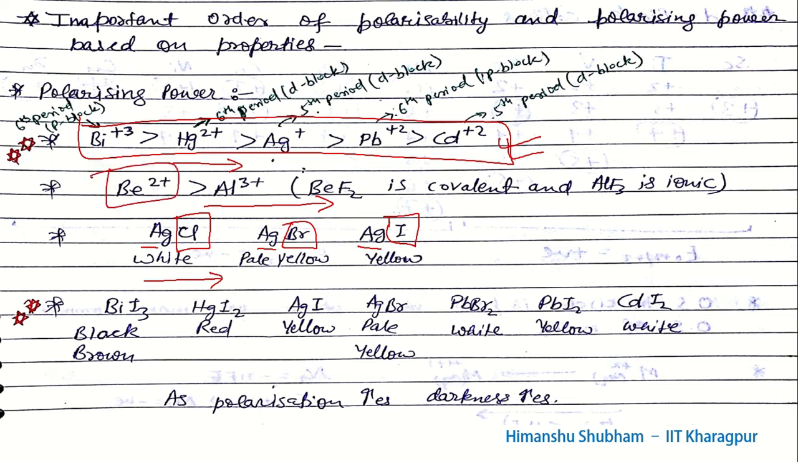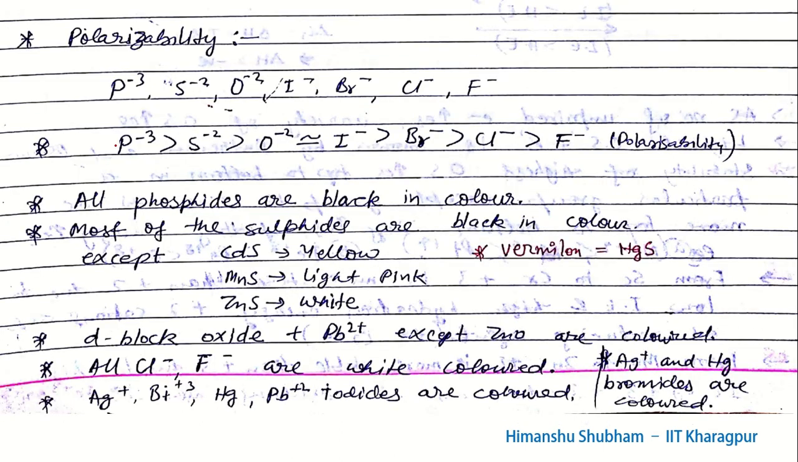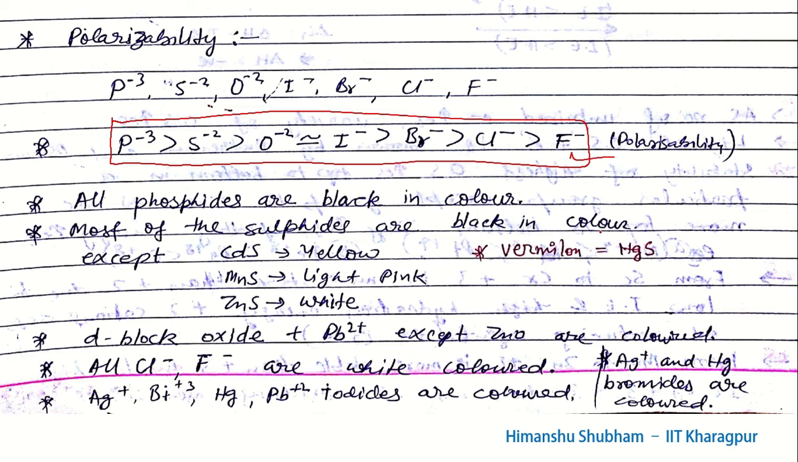Now for Be2+ and Al3+, we know that the size of Be2+ is less than Al3+. So BeF2 is covalent in nature because polarizing power of Be2+ is much greater than Al3+, and AlF3 is ionic in nature. Now we also must remember the order of polarizability of these many anions, because this will help us to predict the intensity of color. Greater the polarizability, greater the intensity of color.